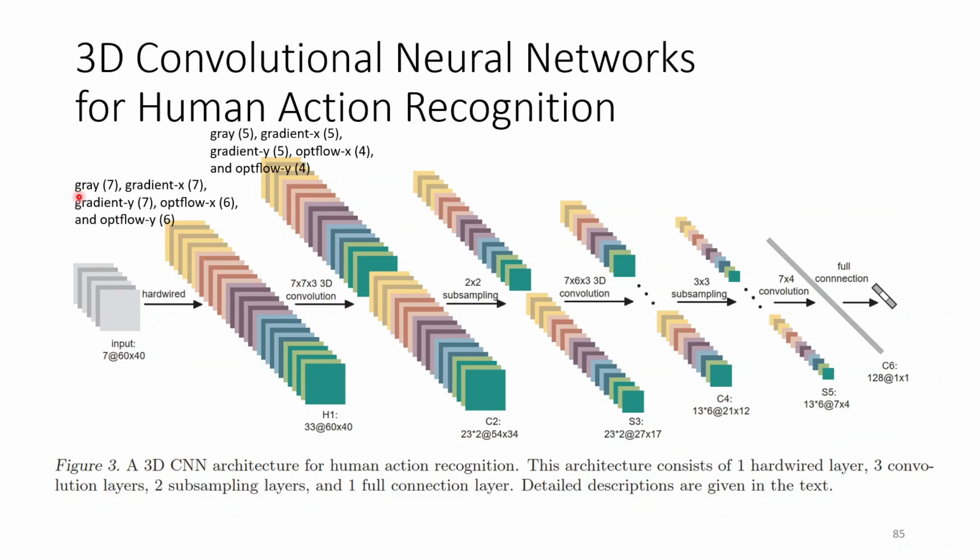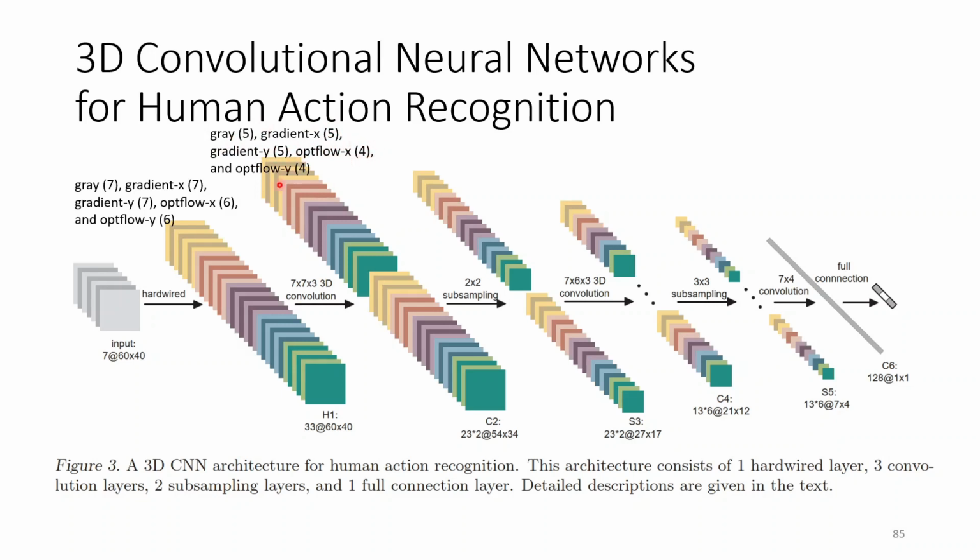Because the 5 groups of data are different, it applies the 3-dimensional feature to each of the groups individually. Therefore, you can see there are 7 frames for the gray. After applying the 3D version, there are only 5 frames for the gray, and also 5 frames for the gradient x, gradient y, and 4 for the optical flow x and optical flow y.